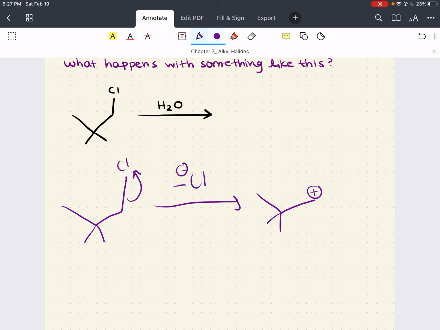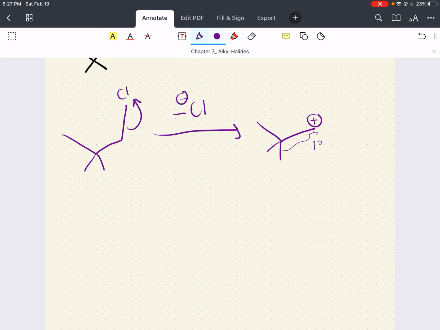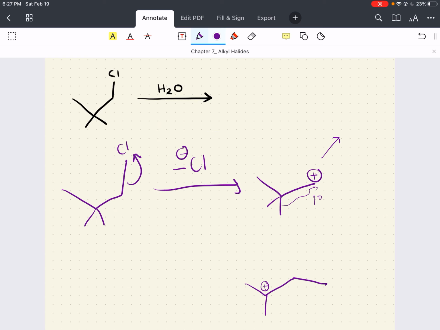We have a positive charge here at a primary position. That's not very stable. Can a hydride or a methyl shift happen? Absolutely. One of these methyls can shift over here, and when the carbocation rearrangement happens, what we get is a tertiary carbocation. Now we can have a product that results from this that looks like so.